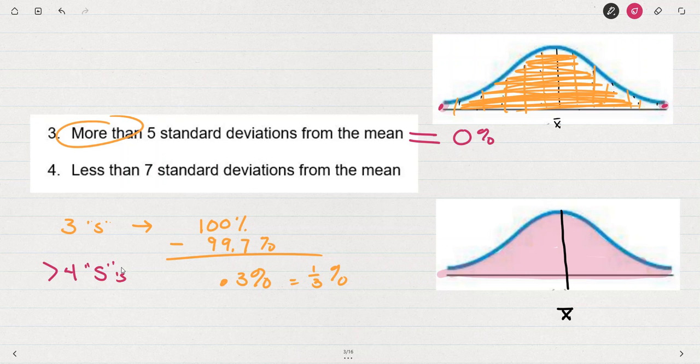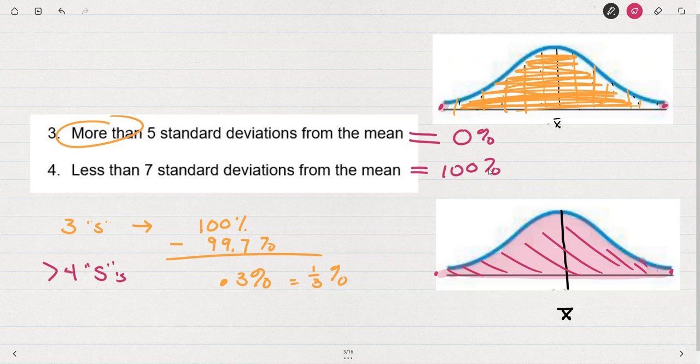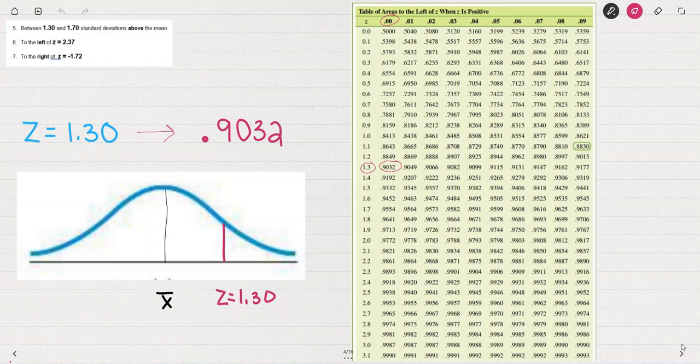Number 4 is almost like an opposite to number 3. Less than 7 standard deviations, now we're even further out. So those tiny, tiny tips off to the sides are still going to be considered 0. So less than that would be everything that I have shaded pink here, and we could call that 100%. We consider it to be 100% just because it's so large, so close to 100%.